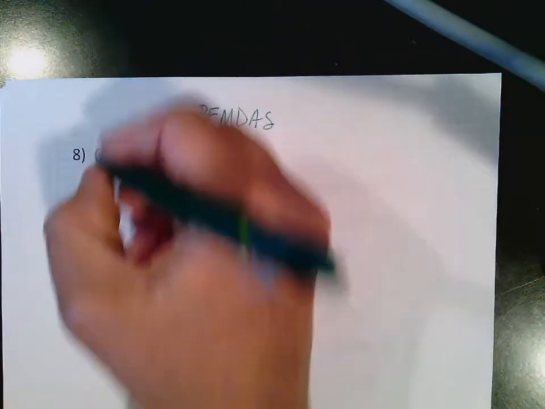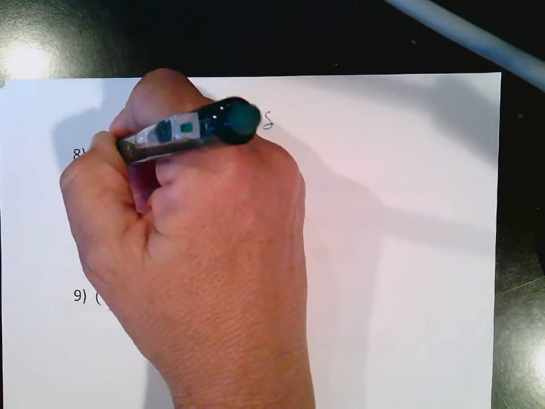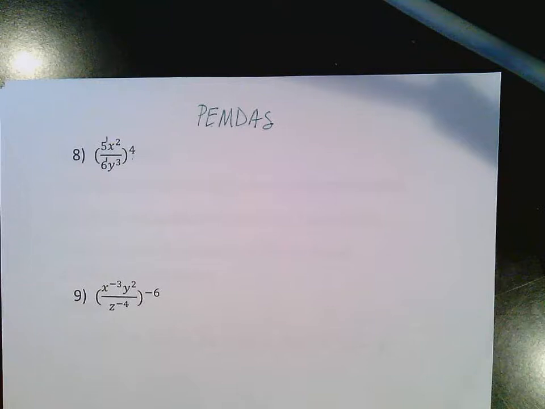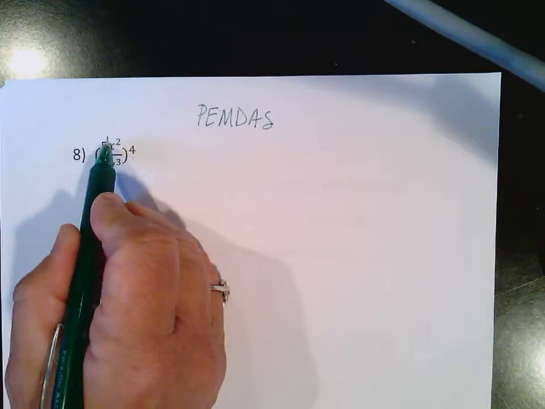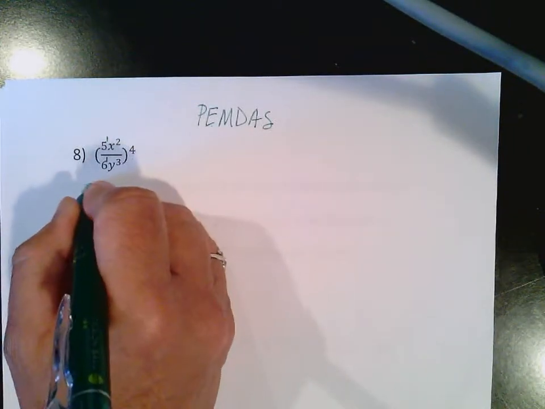And remember that everything inside the parentheses is getting raised to that 4. And so I always put 1s wherever there isn't an exponent, just to remind me of what we're doing. So this is going to be raised to the 4th power, so this is going to be 5 to the 4th.